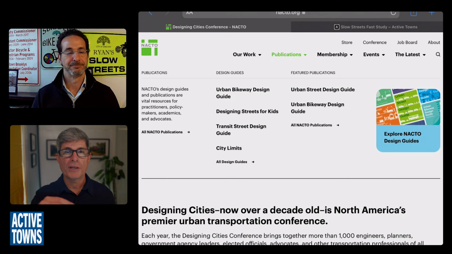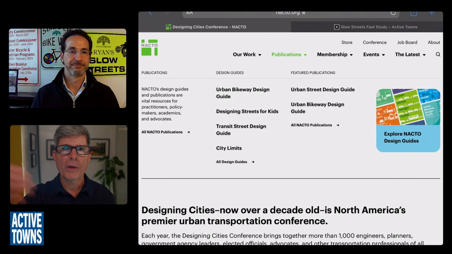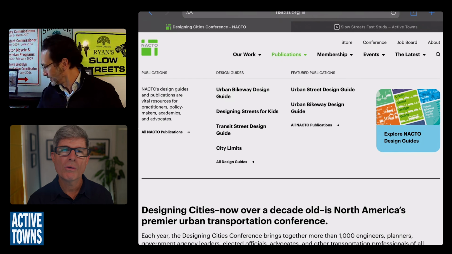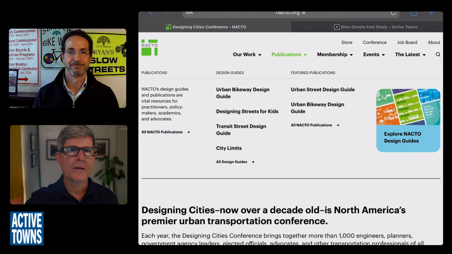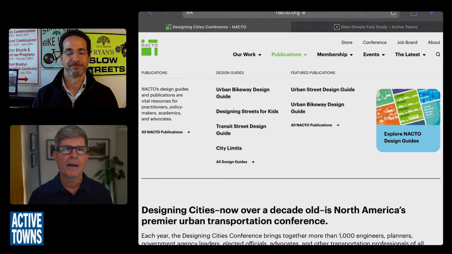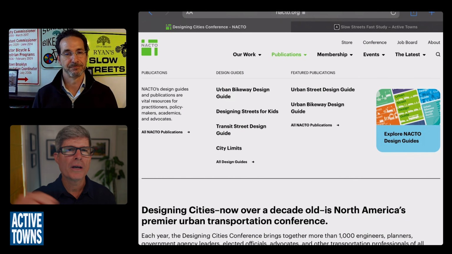Yeah. And I did want to point out, we're mostly talking about the Urban Bikeway Design Guide today because it's the most recent one that's come out. But you guys have some amazing other guides. I mentioned earlier the Urban Street Design Guide, but you also have Designing Streets for Kids, and also the Transit Street Design Guide. So, folks, do check out the entire suite of the NACTO design guides. I believe they're all published through Island Press. Is that correct? Yes, published through Island Press.